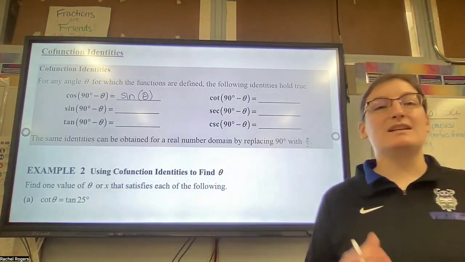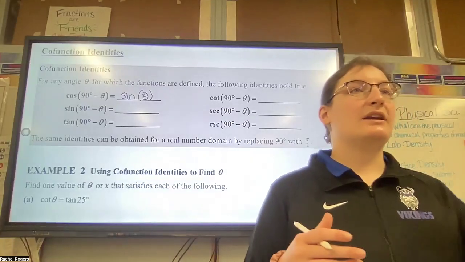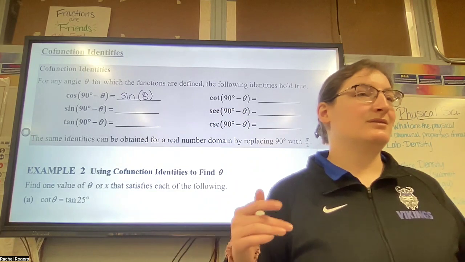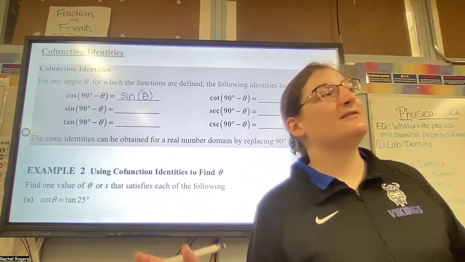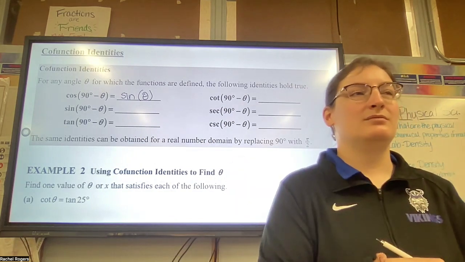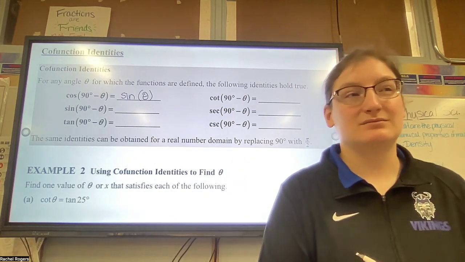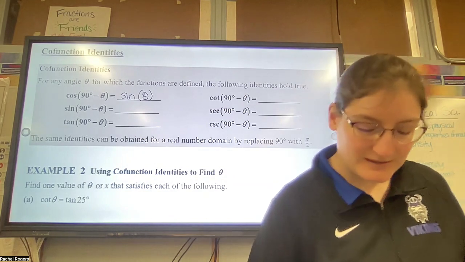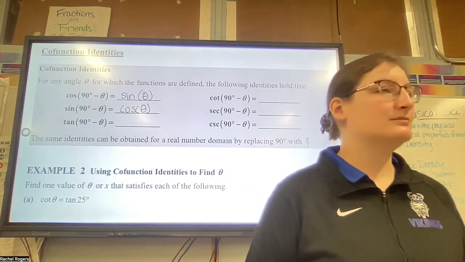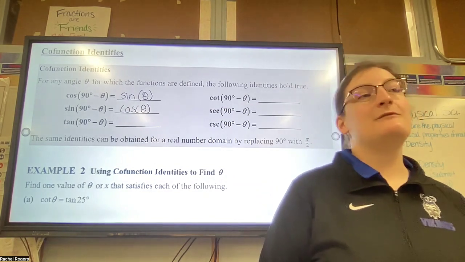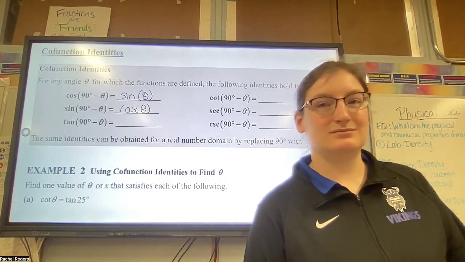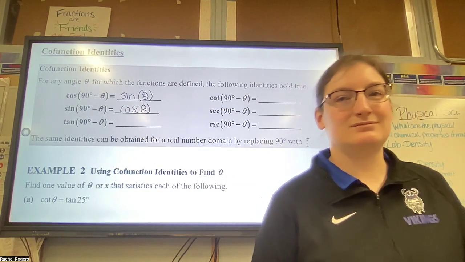If they add up to 90, you can replace them. Cosine of 30 is the same as sine of 60. So if it's asking for something where I know the other one, you can replace them. But they have to add up to 90. And same thing with sine: it's cosine of 90 minus that angle. So sine of 15 degrees is the same as cosine of 75 degrees.